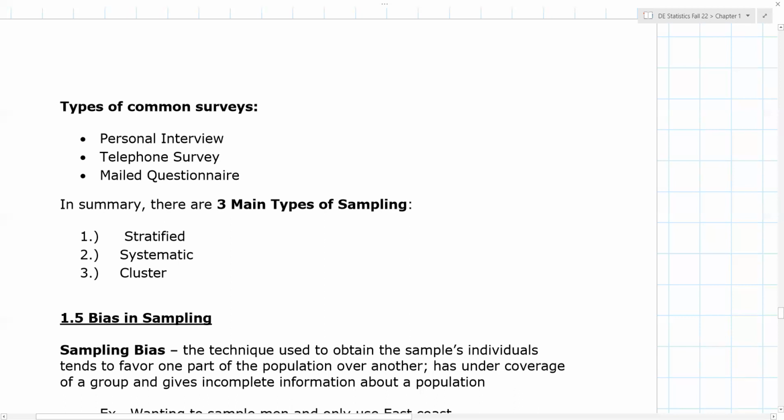All right, and then in summary, we have the three good techniques for sampling, and we have stratified, cluster, and systematic. And again, stratified and cluster have simple random sampling kind of as a backbone of their sampling techniques.